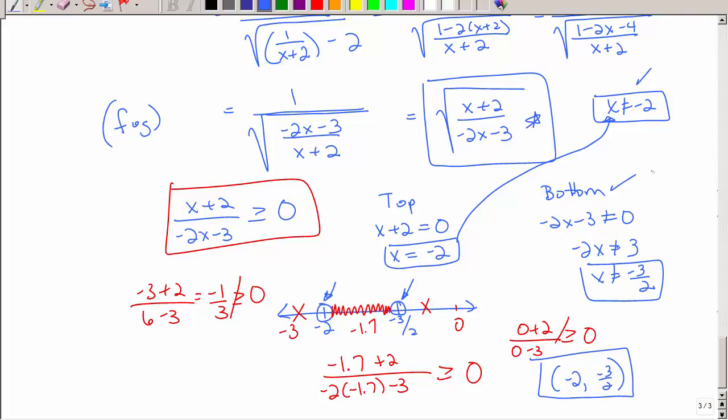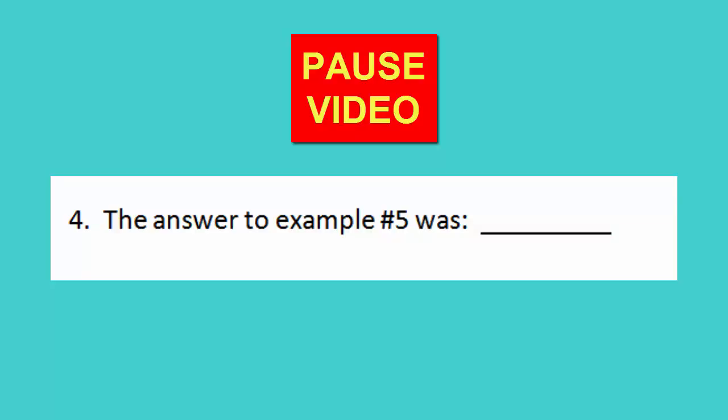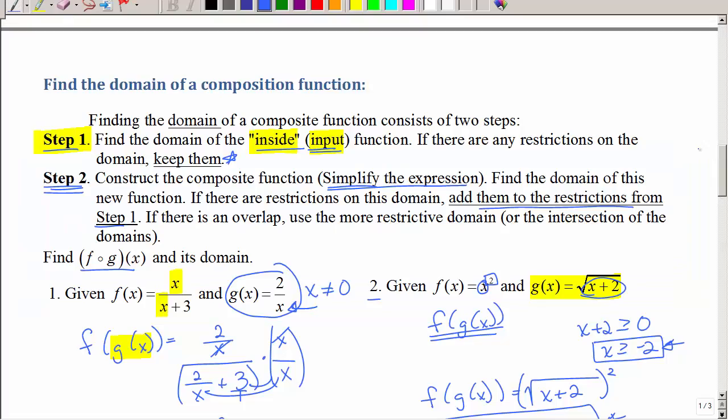So this reviews everything from the last lesson and gives you more to think about. How to find the composition of two functions. Again, go back to the 2 steps and don't forget step 1.